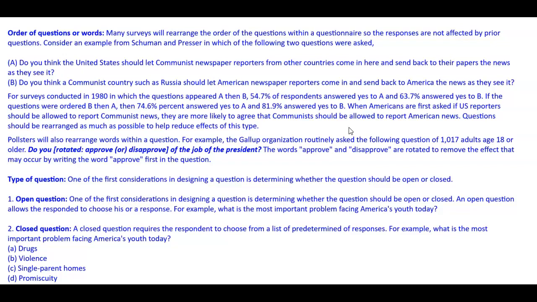Questions should be arranged as much as possible to help reduce effects of this type. Now, pollsters will also rearrange words within a question. So, for example, the Gallup organization routinely asked the following question of 1,017 adults age 18 or older. Do you, in this case, rotated approve or disapprove of the job of the president? The words approve and disapprove are rotated to remove the effect that may occur by writing the word approve first in the question.